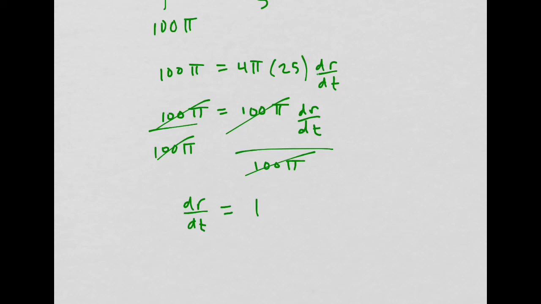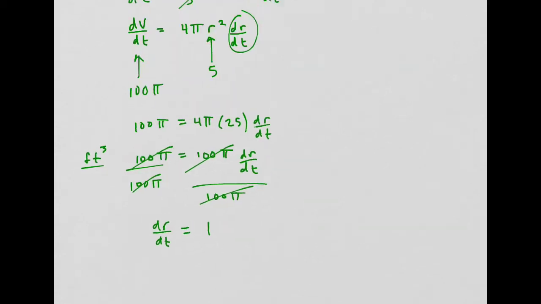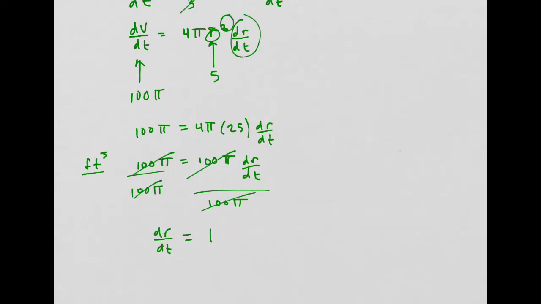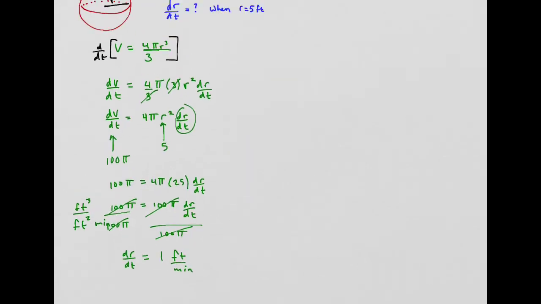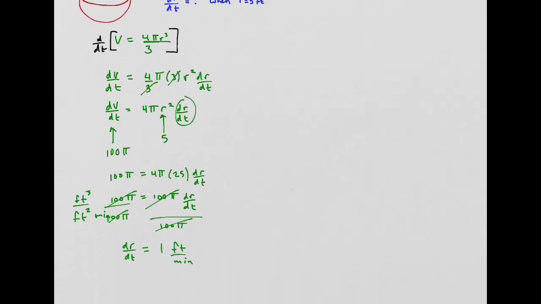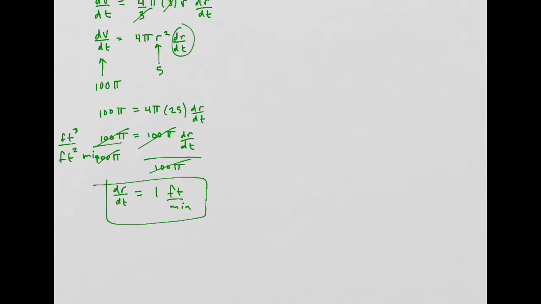Well, this was feet cubed. Like, we could just think about it, but feet cubed on this side, and then we divided it by feet squared. So then we just get feet. Well, this is actually feet cubed per minute. So it's 1 foot per minute. Minute? Were we doing this in minutes? Yeah. And there we go. That's how you do that.